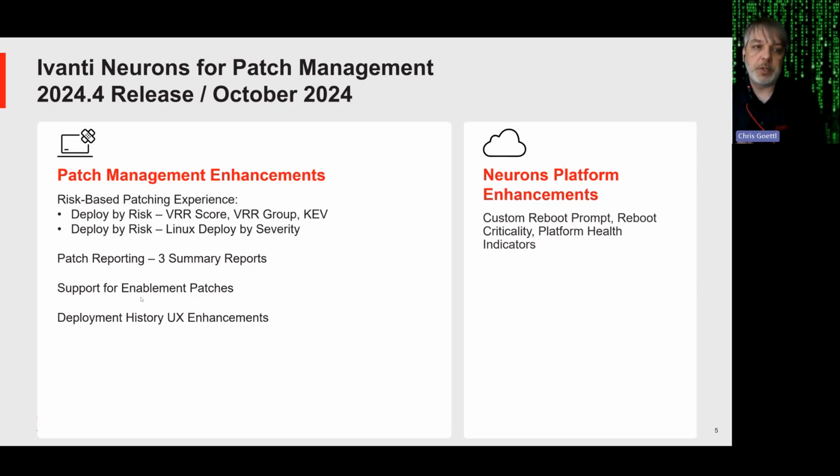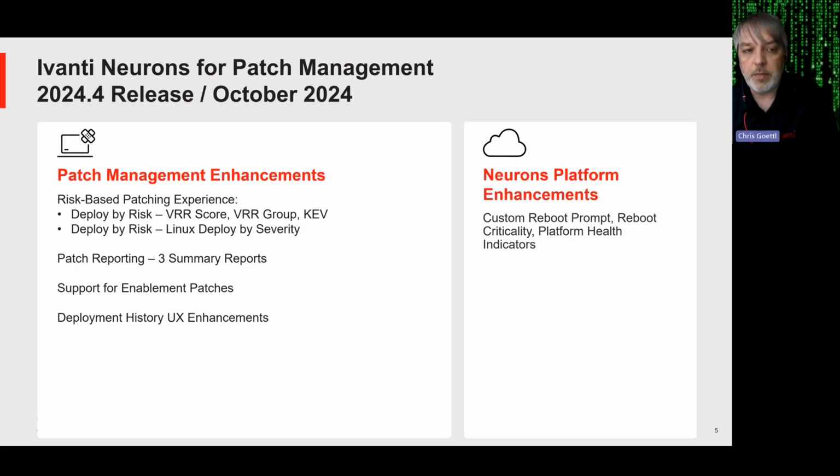Support for enablement patches. So these are the lightweight patches that Microsoft has periodically released. There's about 13 of them overall that let you go from a specific branch to a later branch of Windows 10 or 11. So we're adding support for those in. There will be 2 different ways that you'll be able to add those to a policy. And then we're doing some deployment history usability enhancements.